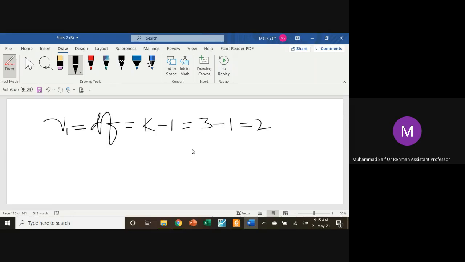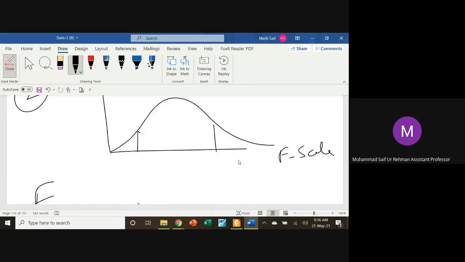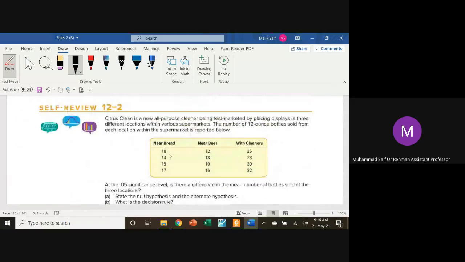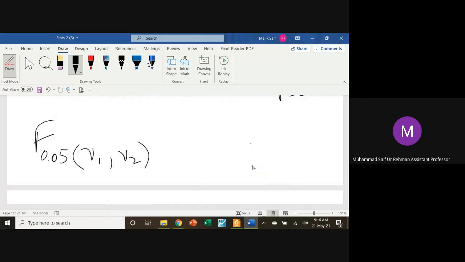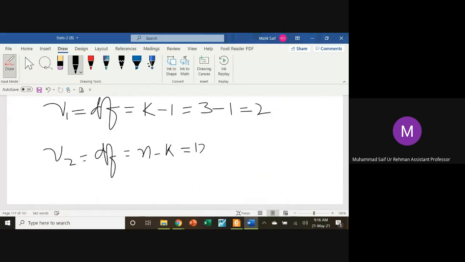And nu 2, what is nu 2? Nu 2 is again a degree of freedom, and this degree of freedom is for the denominator. So nu 1 is the degree of freedom for the numerator, and nu 2 is the degree of freedom in case of the denominator. For this, you have to subtract k from n. N is the total number of observations. If you see how many total observations there are in this table, you can see 1, 2, 3, 4, 4 and 4. So 12 observations are there in total. So n is equal to 12 minus k. K, the number of treatments, is 3. So the answer is 9.